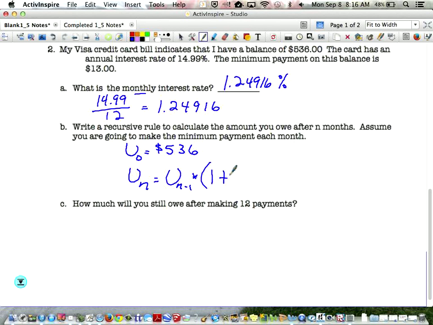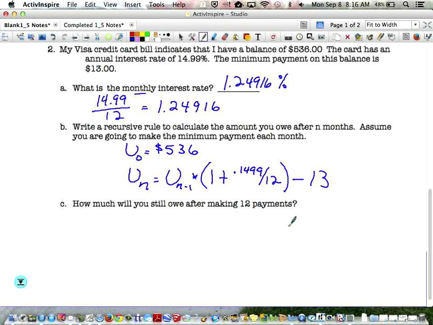One plus. Now, here's where some of you will do things differently. I'm just gonna type it in as 0.1499 divided by 12, minus the $13 monthly payment. Some of you might have taken the 1.25 and just put it in there. Can you do that? You can, but then you're running the risk of rounding inside your problem. So if you just type it in as the percent divided by 12, the calculator will carry all the decimals that are there.